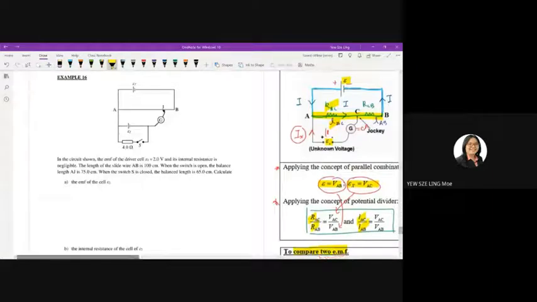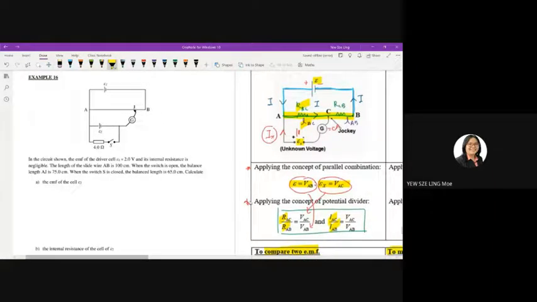Example 16, the last example in chapter 3. In the circuit shown, the EMF of the driver cell, EMF1 equals 2 volt, and its internal resistance is negligible. So this EMF1 has zero internal resistance. And the length of the slide wire AB is 100 cm. So LAB equals 100 cm, EMF1 equals 2 volt, information given.